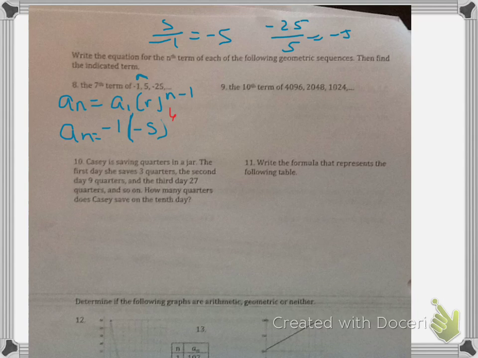And then my n value, and let me erase this and show you. My n value, because we're looking for the seventh term, is going to be 7 minus 1, and 7 minus 1 is going to give me 6. So now I enter this in the calculator. When we do this, we should get an answer of -15,625. And that'll be the seventh number, because you keep multiplying by -5 and they get bigger and bigger.